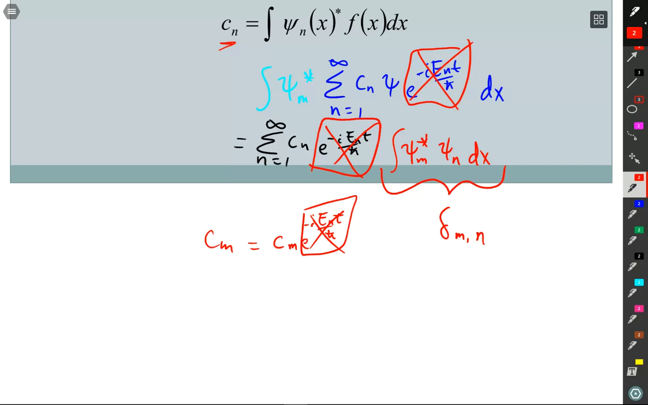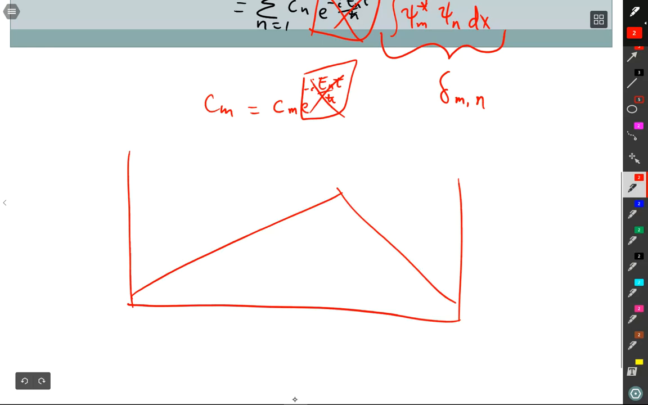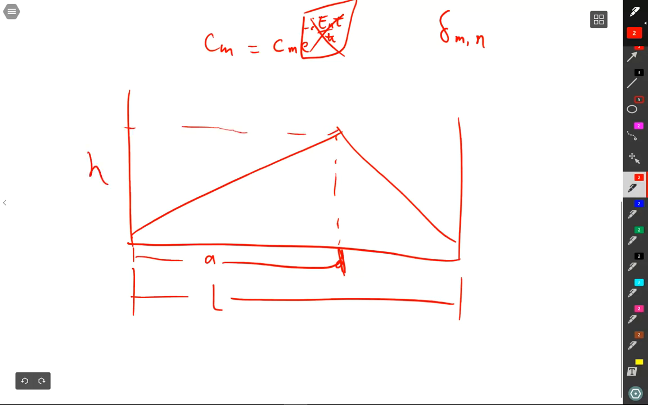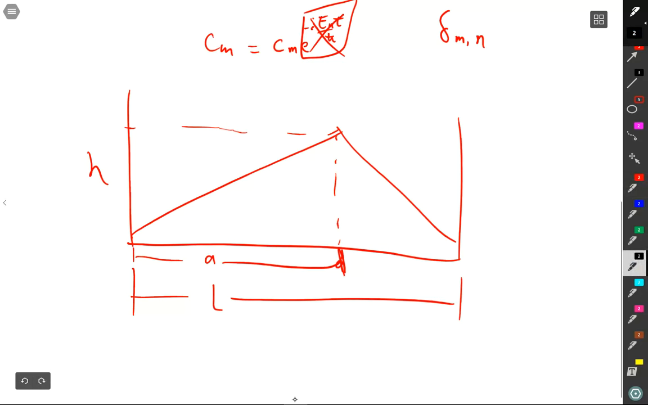And so if I know what my states are, if I have something that is in a state like, well, a problem you're not going to have to do, but something that Chad's had to do, is let's say that we have a string and we pluck the string like this. So we plucked it at this point. If this is A, this is L, and this here is, let's say, H. We can make an equation to describe the line going from 0 up to H at A, and then back down to 0 at the other end, and so that would be our F of X. It's not something that's going to be beneficial to us here, but we'll do it.